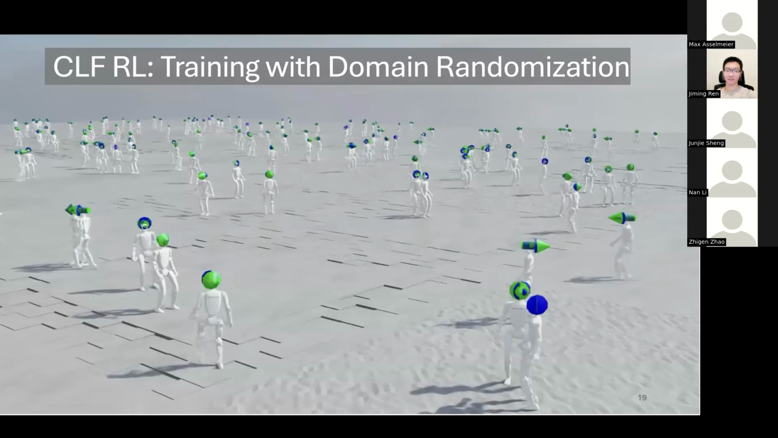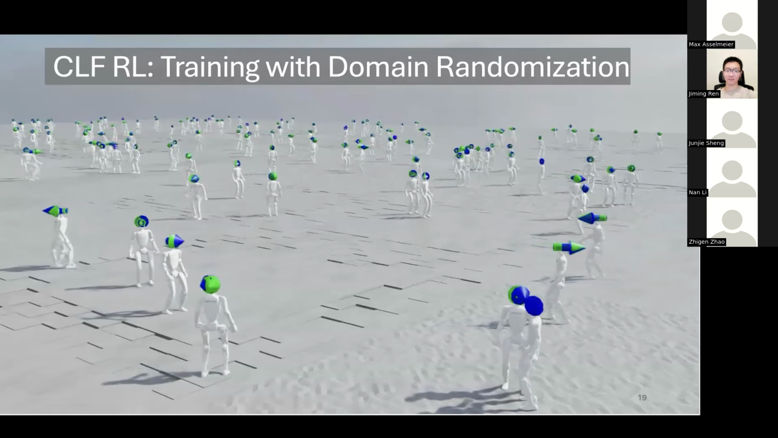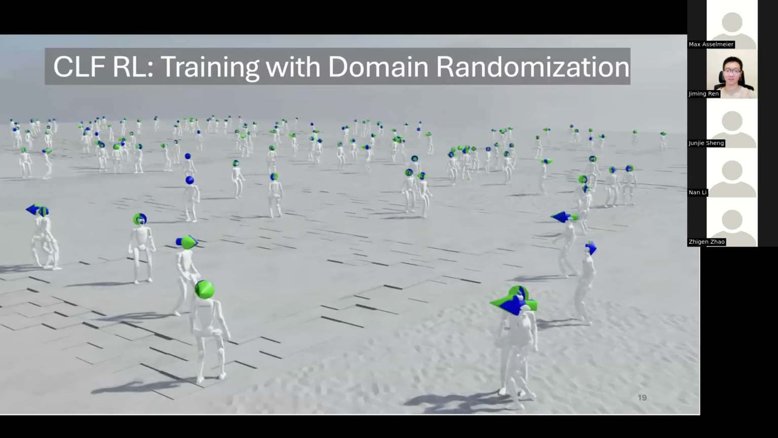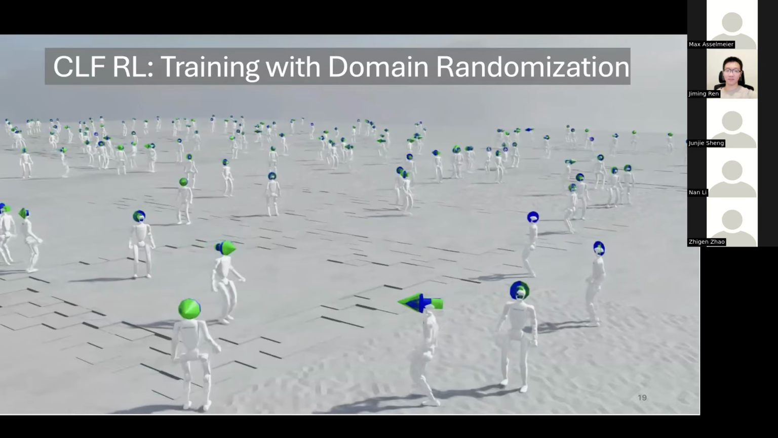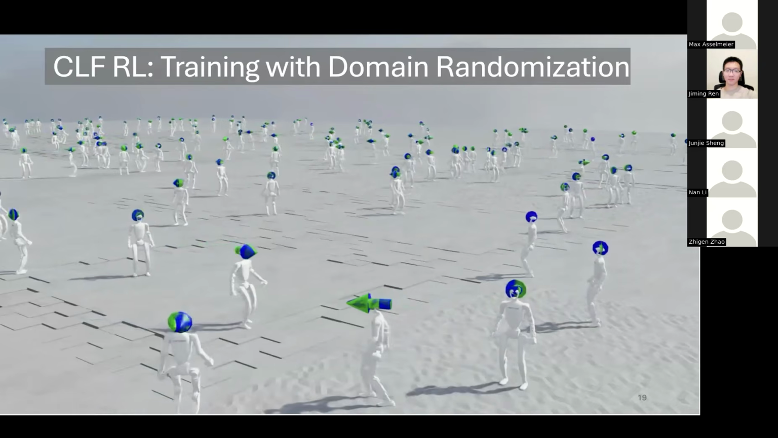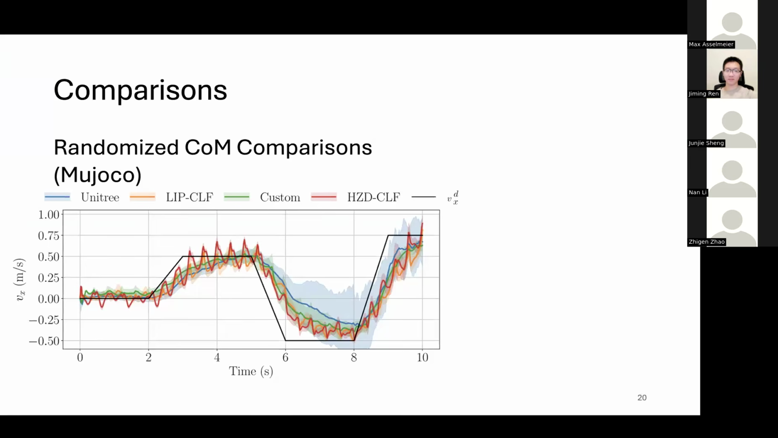Okay, we train with domain randomization in Isaac Lab. We've got some basic terrain variations, and classic friction and center of mass adjustments and all of that. And then we can compare this. We compared this against the Unitree open source policy. Those rewards were just put into our environment. It's not their policy that they sell on their robots. That would be much better, I'm sure. And then the custom policy is the policy we cooked up in the lab before we did the CLF-RL stuff. And then we have the 2 CLF versions.